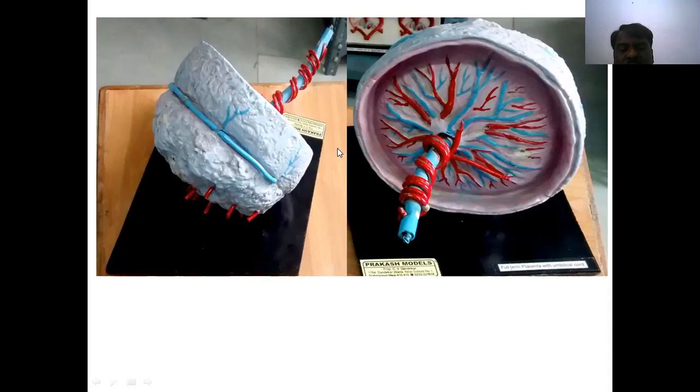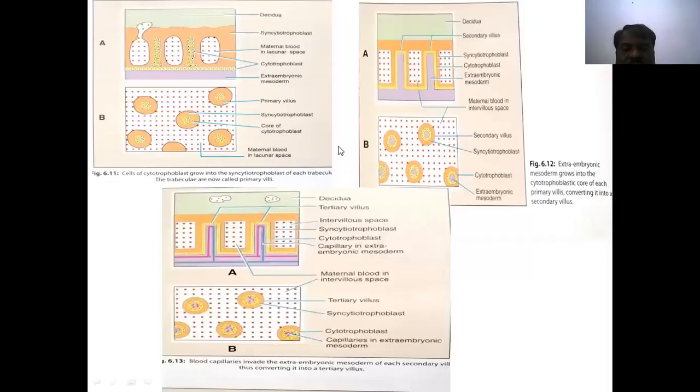You remember. Next, this is the formation of the primary villi, secondary villi, and tertiary villi. They are shown in these diagrams. See here, syncytiotrophoblast, cytotrophoblast, extraembryonic mesoderm. This is the secondary villi. If it is there, we can identify the fetal blood vessels inside. That is the tertiary villi. The intervillous space contains the maternal blood vessels.